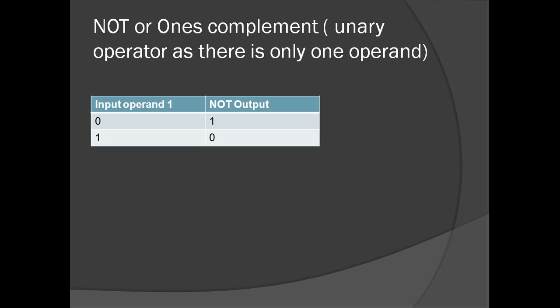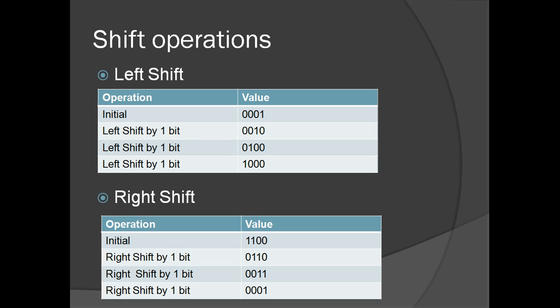NOT, or complement: we have only one operand in this case. Whatever the operand, we get the opposite as the output: 0, 1, 1, 0. These are the shift operations, where we shift the bits one by one. If you look carefully, it is pretty self-explanatory. The first one is left shift. We are shifting the 1 to the left. It was in the beginning, then the second position, third position, and finally the last position. Like that, right shift.